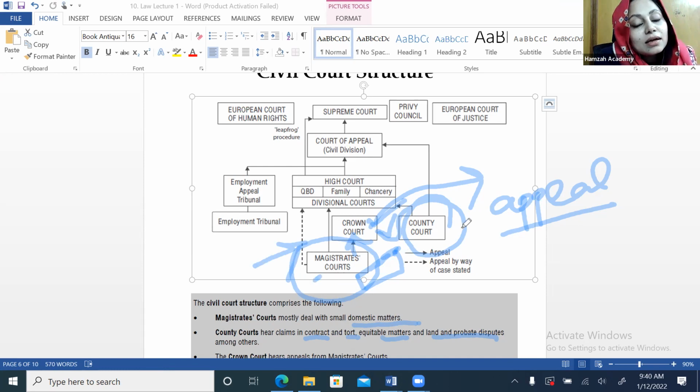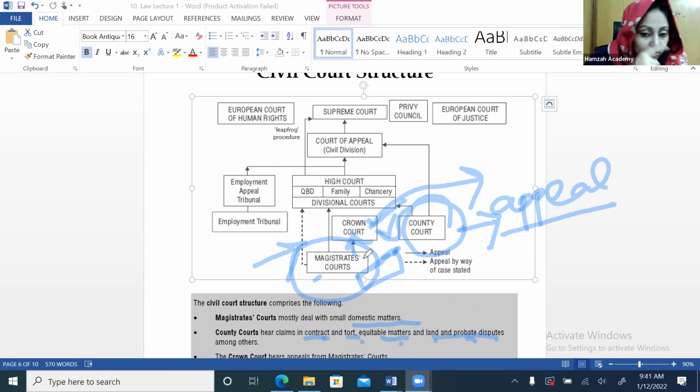And in the county court, the jury is specialized to deal with the matters of contract, tort, equitable matters, land matters, bank matters. So all the courts have different jurisdiction according to their different skill set. Clear? So county court deals with the contract, tort, equitable matter, land, probate, and bank matters. Clear?